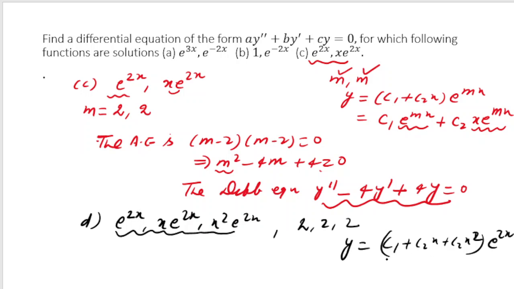So you can see that this will give me the solution like C1 e to the power 2x, C2x e to the power 2x, so x e to the power 2x will be a part of the solution, and x square e to the power 2x will also be a part of the solution. Okay, so I hope given any such problem you will be able to solve.